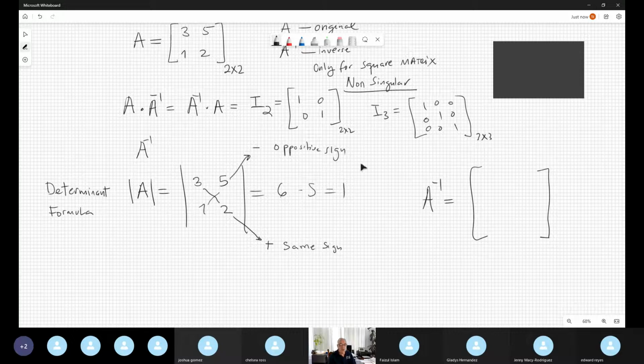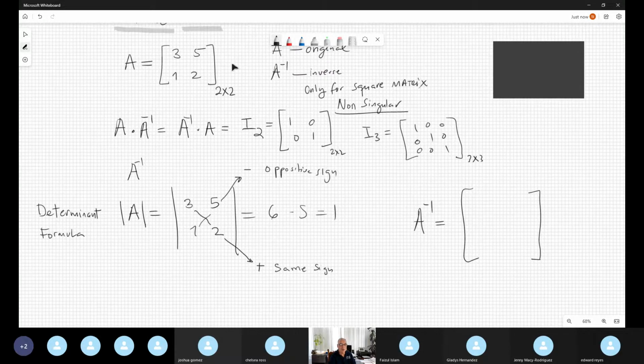You take the original, okay, 3, 5, 1, 2, you interchange these guys. You put 2 here and 3 here. Boom. And the other diagonal stays the same, but with the opposite sign: negative 5 and negative 1. Boom. And multiplication by a scalar number gets 1 over the determinant of A.